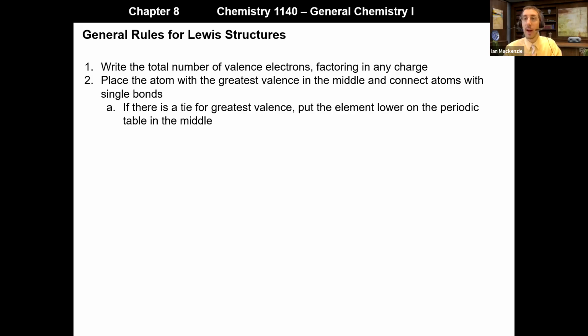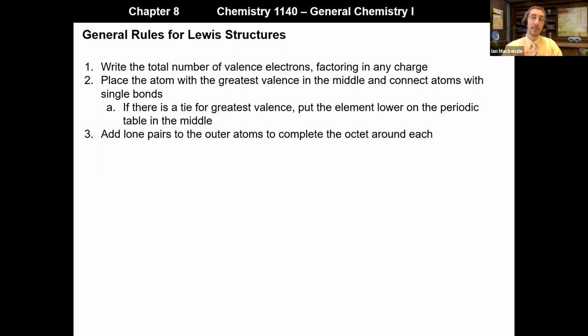Now, if there is a tie for elements with the greatest valence, for example with SO2, sulfur has 6 valence electrons and 2 valence sites. Oxygen has 6 valence electrons and also 2 valence sites. So they each have a valence of 2, and neither has a greater valence. But sulfur is lower in the periodic table, so we place sulfur in the middle and the oxygens around it in that example.